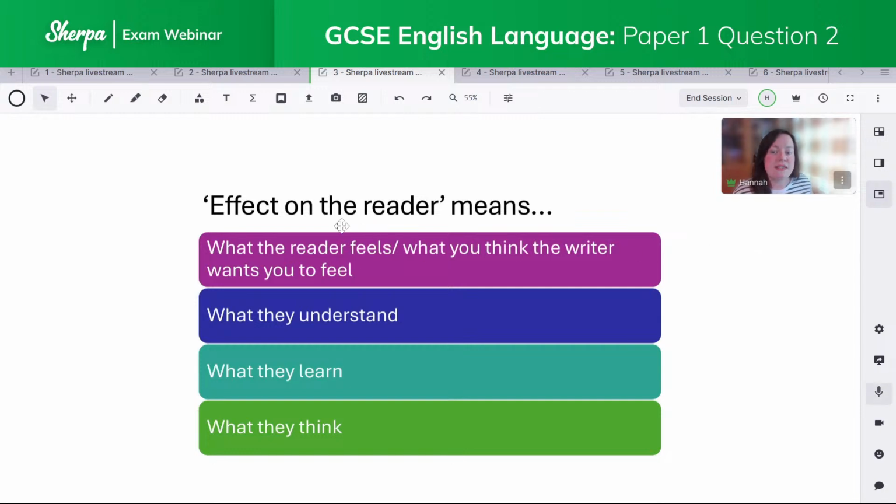What you can also see is it's not just how they feel, it's also what the reader understands, learns, or just what they think after reading a particular part of a text. So that's important to remember because it's not always just about an emotion, what they feel. It's all of these things as well. So hopefully that opens up what you can talk about a little bit more. But again, as I said, we'll look at some paragraphs later on. We can talk about what that looks like in practice.